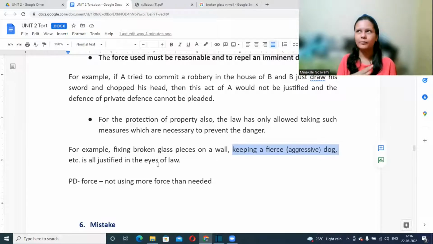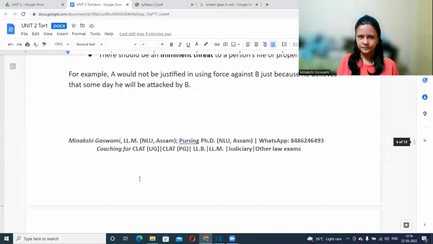But it should not happen that you are just preparing some trap or something, that you have fixed an electricity connection in your entire boundary wall. It might happen that a person normally walking on the footpath simply touches your wall. It's not that the person is having any bad intention, but the person would end up dying. So that's not justified. What is justified is however much is required, that much only you can use. Okay.